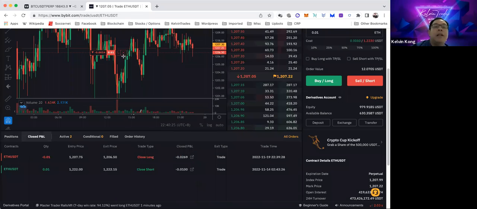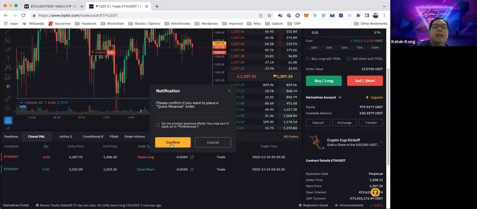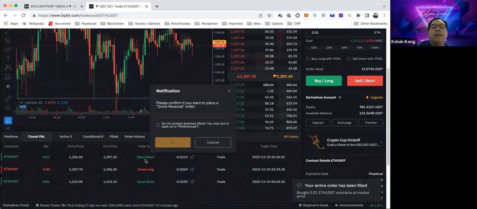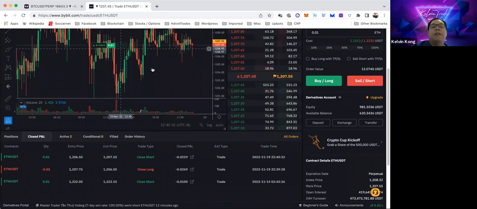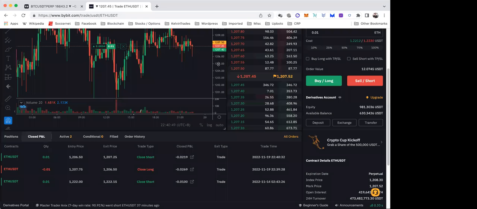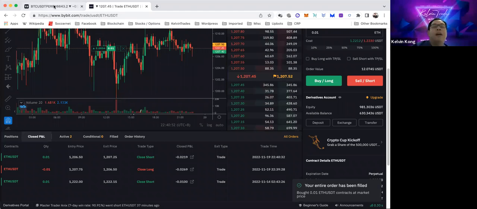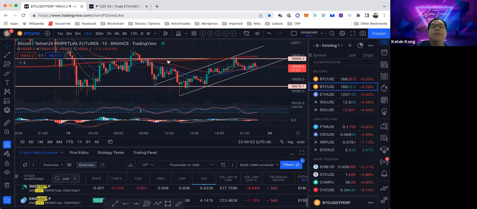So let's say I were to click it. You see, close short for me, open a long position for me. So now it's a long. Cool, right? Very convenient. So far only Bybit has this feature. Like I say, it's very good for scalping, especially when the price is trading in the range.